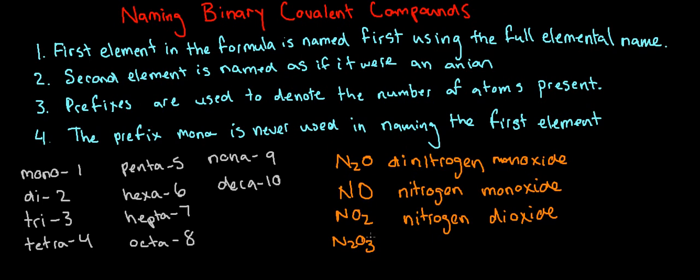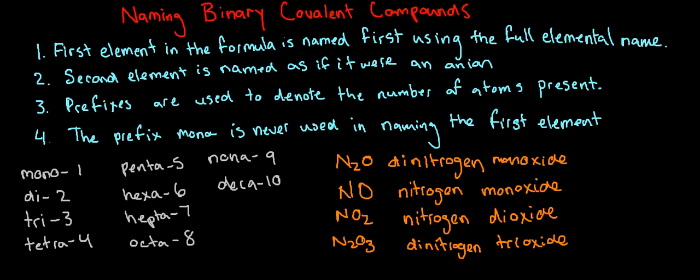And N2O3, now I should have the hang of the system by now. This will be dinitrogen trioxide. And this is going to be the same for any elements. There aren't going to be any special cases where there is something different, because all of these covalent bonds are going to be nonmetals.